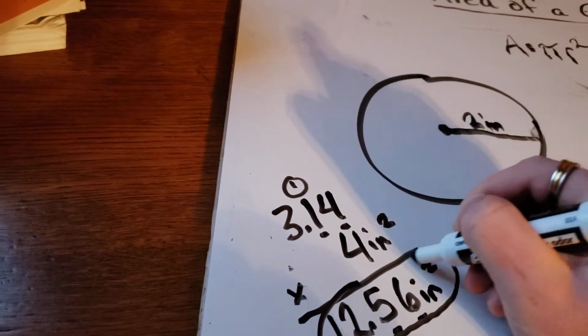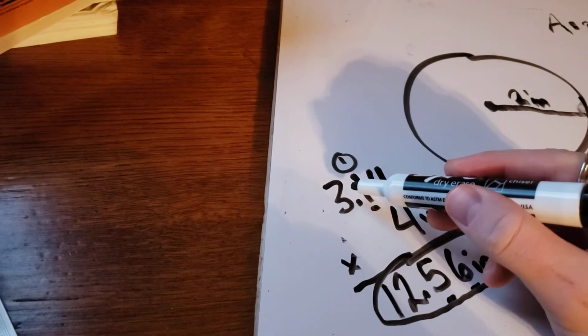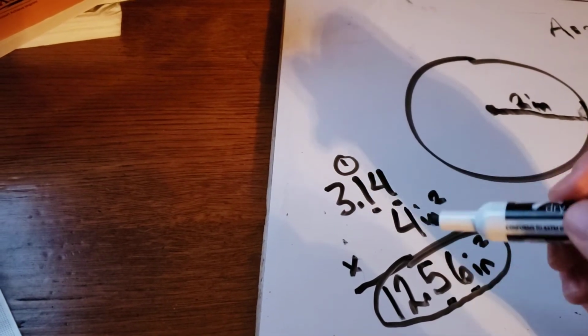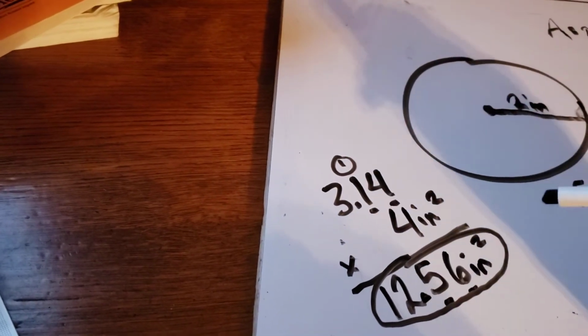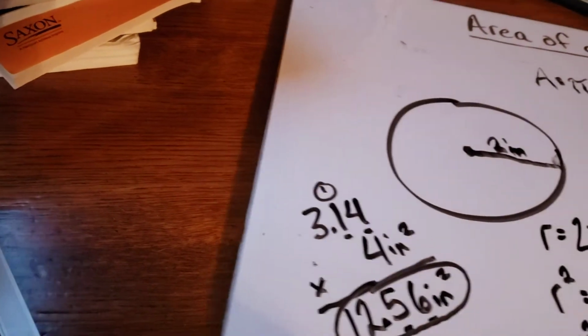We can really quickly check that. Just estimate. 4 times 3 would be 12. Our answer should be a little bit bigger than 12, so 12.56 inches squared seems reasonable.